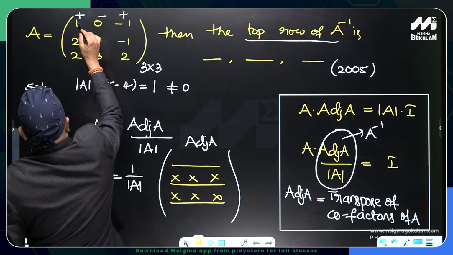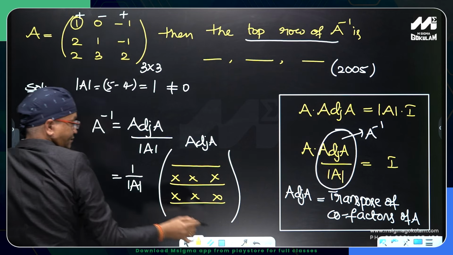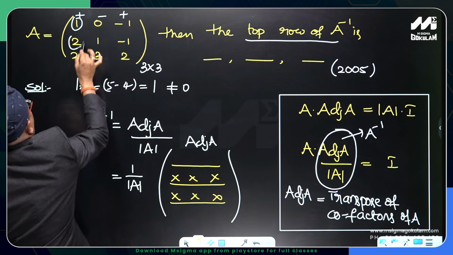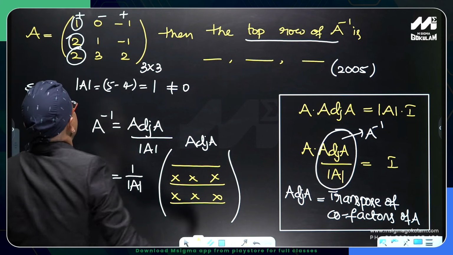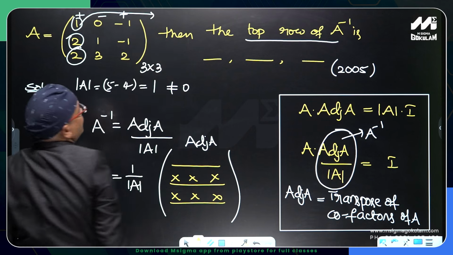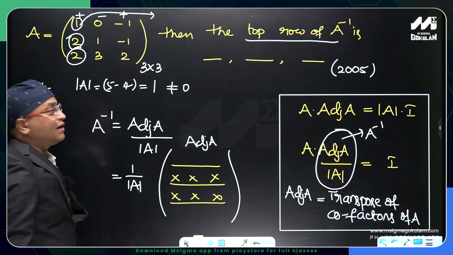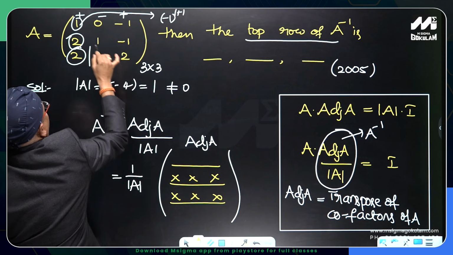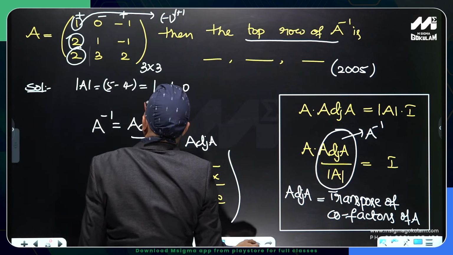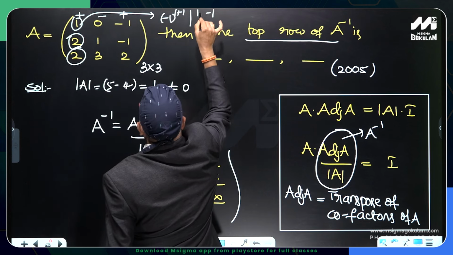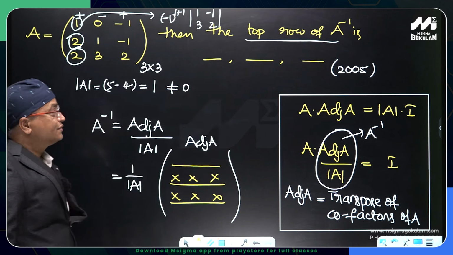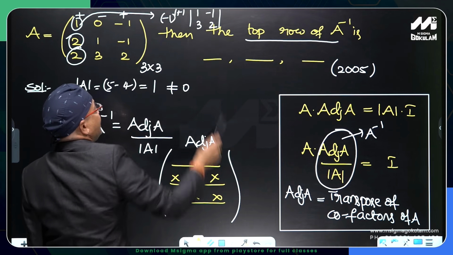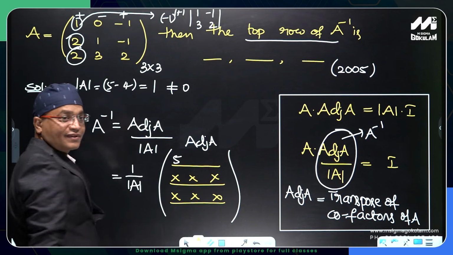How to get them? Each element's cofactor I find. What is the cofactor of this element? Let us see. This element's cofactor, how do we get? Minus 1 whole power, it's row number 1, column number 1. So, minus 1 whole power 1 plus 1. That row and column delete. The remaining determinant, this part, you have to take. So, determinant of 1, minus 1, 3, 2. With the proper sign you have to multiply, that is important. Then this determinant is 2 plus 3, 5, into minus 1 whole power 1 plus 1, you get 5. That is the cofactor.